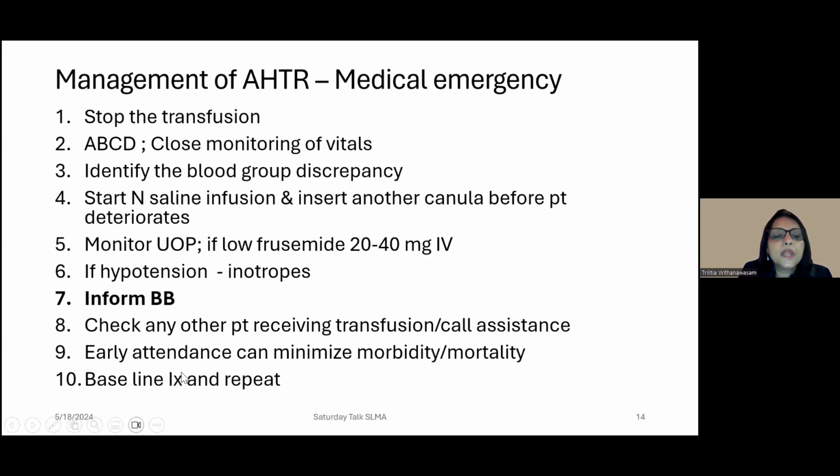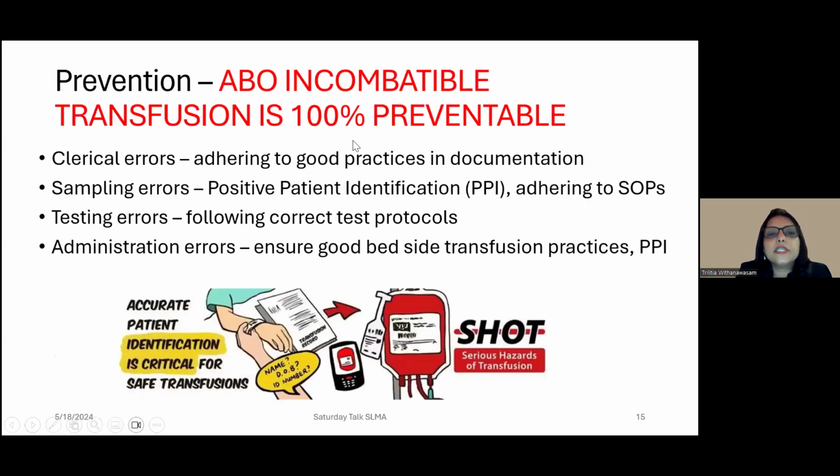And always have the baseline investigations, and repeating investigations at regular intervals are recommended, because the baseline would be normal at the first initial moment. As I mentioned, it is a never event; these events are not accepted actually. So it is 100% preventable, which of course is due to bad practices or not adhering to the protocols.